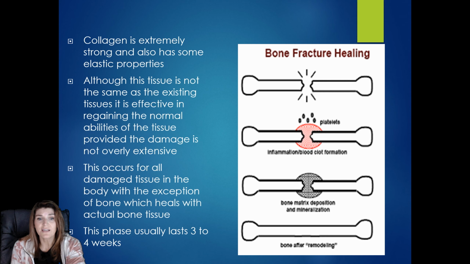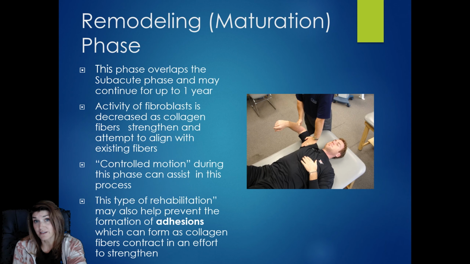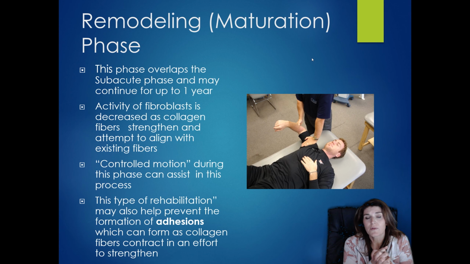This phase of healing, so remember, the acute phase was 2 to 3 days, that inflammation phase. This phase of healing lasts 3 to 4 weeks. Okay, this is the subacute phase, the remodeling phase. So then we're into the final phase of healing, and that's the remodeling or maturation phase. Sometimes it overlaps a little bit with the subacute phase, and it can last up to 1 year.